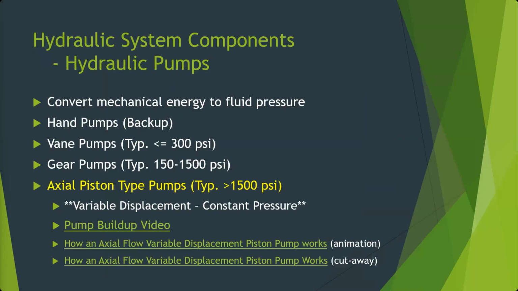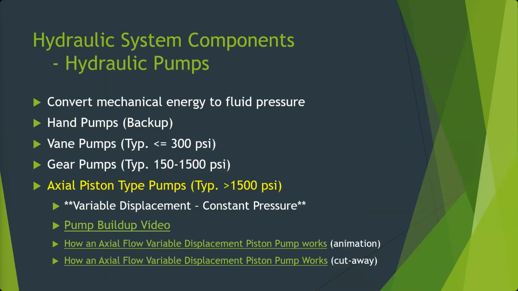We really don't have those on transport aircraft too much. They maybe occasionally have a use somewhere, but very, very rarely. Okay. Same thing with gear pumps. So you've seen vane and gear pumps. Those are more common in your small aircraft, your light aircraft systems, but not very common in these. The main pumps we're going to see are what are called axial piston type pumps. And these can do 1500 PSI or more. And specifically variable displacement, constant pressure.